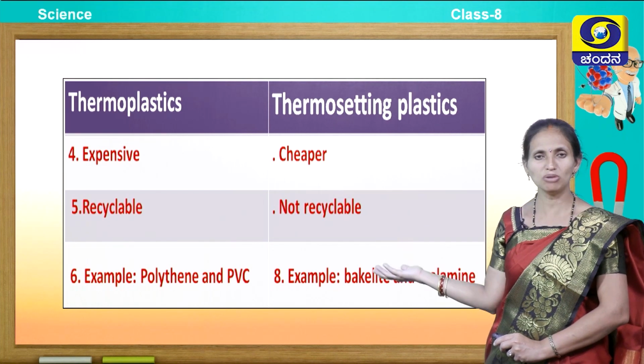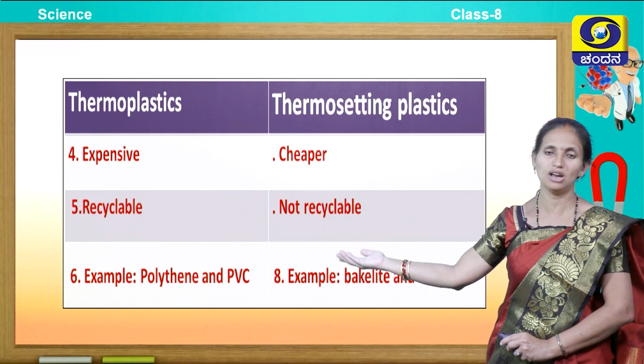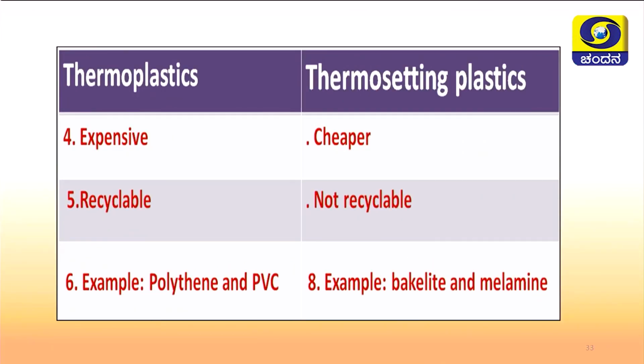Some of the best examples of thermoplastics are polythene and PVC, polyvinyl chloride. So, these are the examples of thermoplastics. The examples of thermosetting plastics are bakelite and melamine. So, these are the examples of thermosetting plastics. This here is the comparison between thermoplastic and thermosetting plastics.